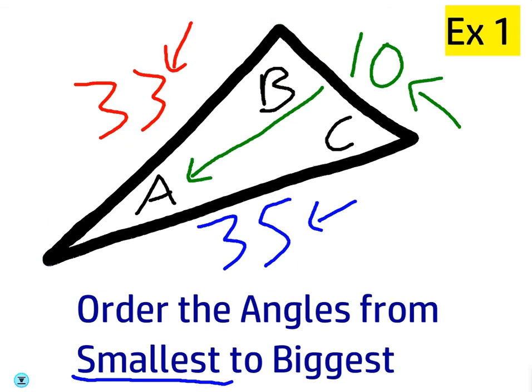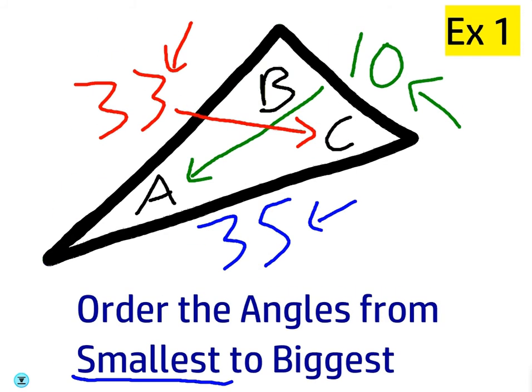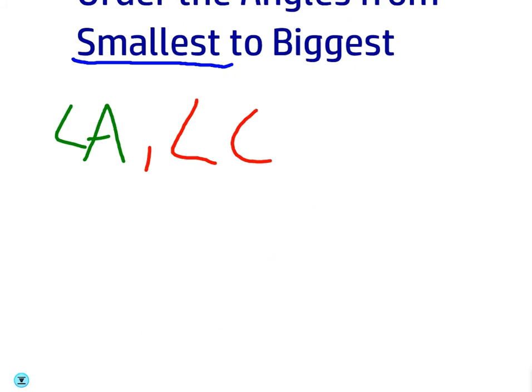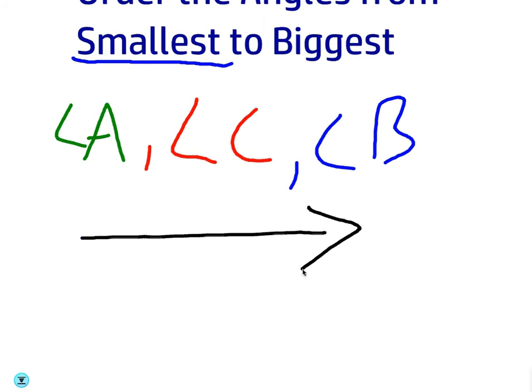Next, 33 is the next smallest side. So the next smallest angle would be opposite of that, would be angle C. And finally, we're going to find the biggest side. Opposite of that would be angle B. So from smallest to biggest, we have angle A, angle C, and angle B.